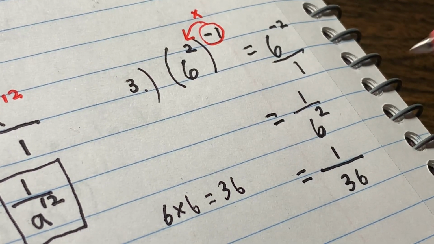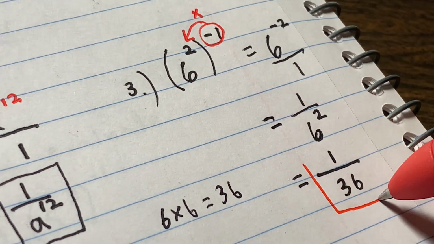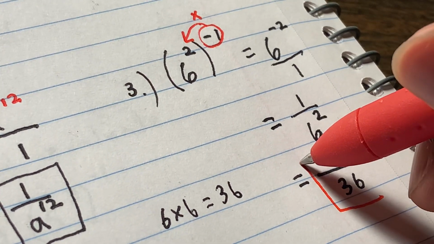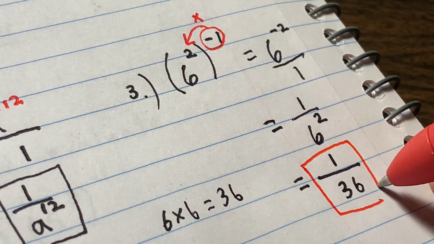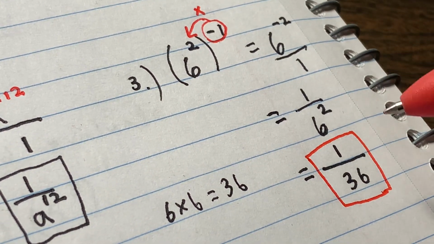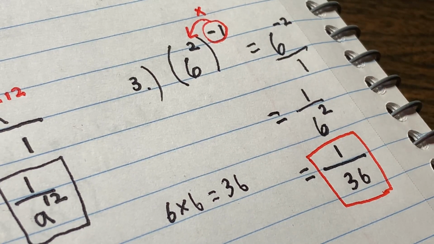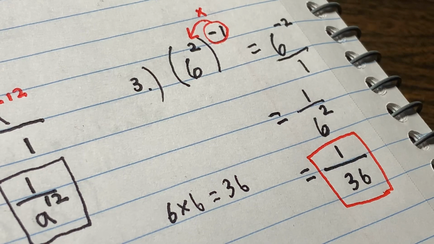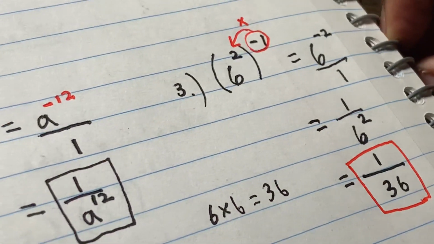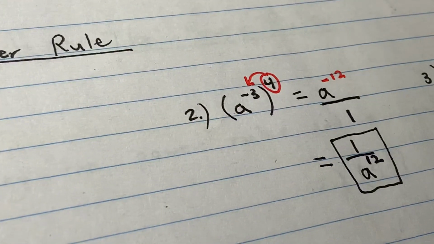It's not 36. It stays a fraction because 36 over 1 is 36, not 1 over 36. Please be careful. Don't make that mistake. Okay? 1 over 36 stays a fraction, 1 over 36. If it was 36 over 1, that would be 36. All right. Very good. Now, ladies and gentlemen, that was our practice of power to power rule.